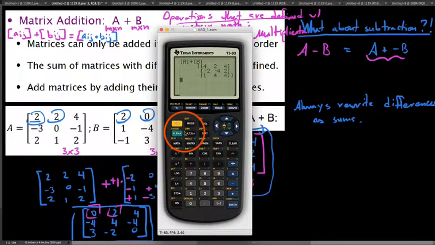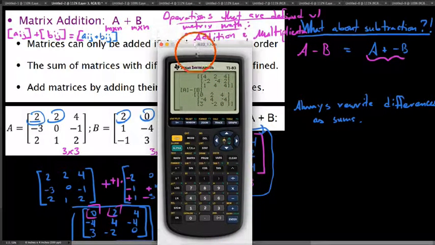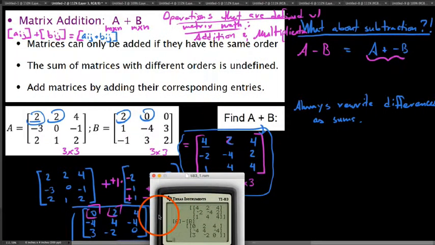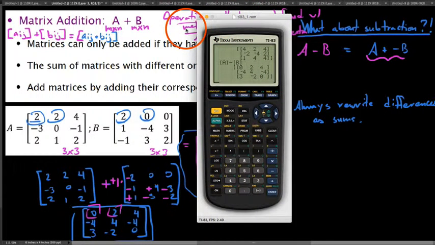And if we were to do the subtraction now, if I hit second enter, it'll bring up the last thing I typed in when you hit that second enter key. I'll change this to subtraction, and I'll hit enter again, and you can see down here that we got the same matrix difference that we got by hand. So that's how you do matrix sums and differences, and how you do it on the calculator.